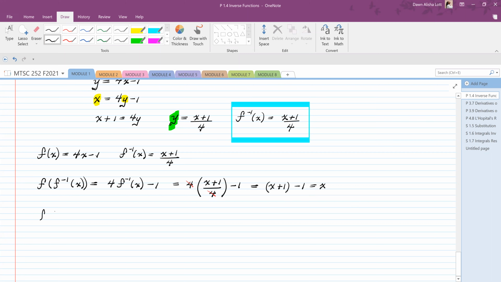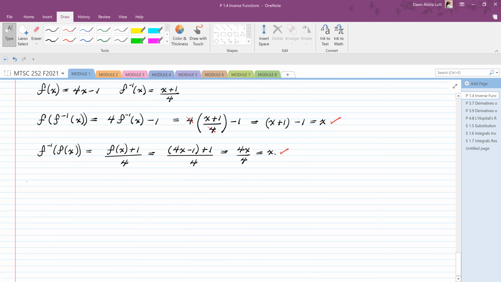And let's do f inverse of f of x. So f inverse says take f of x, add 1 to it, and then divide by 4. So f of x is 4x minus 1, add 1 to it, and then divide by 4. So I get 4x divided by 4, which gives me x. So both of them check. Okay.